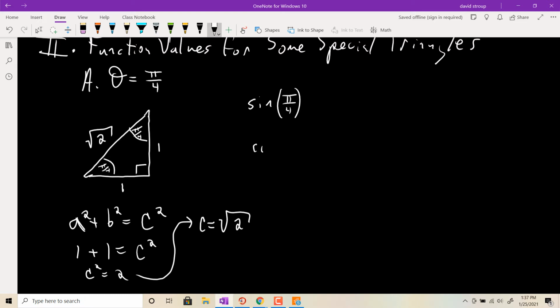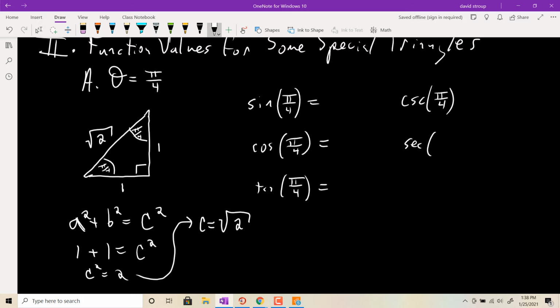Okay, so we need to write out our trig functions again, and you should have all these memorized. Usually I just learn cosine and sine, and then I can use the other identities to fill in the blanks on the other ones. Okay, so sine of pi over 4 is opposite.